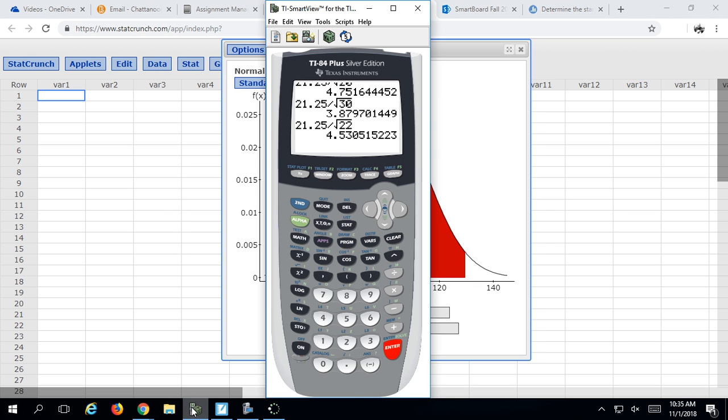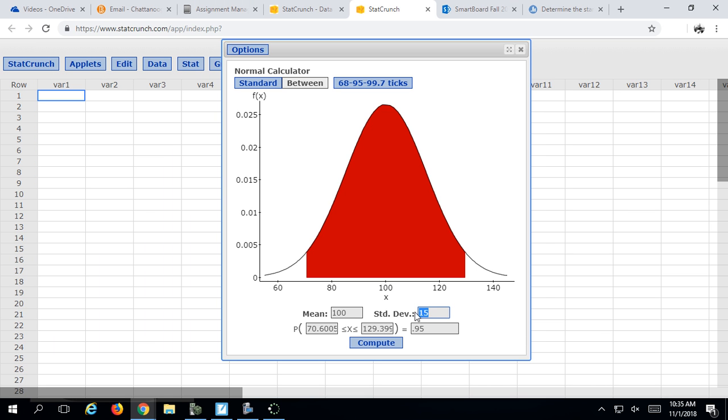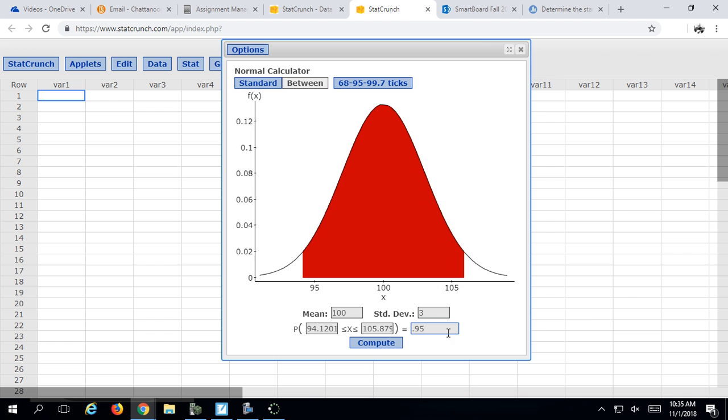Okay, well, let's say that I want to take a sample, not just pick one, let's pick 25. So if I pick 25 and I take the average of those 25, what's the middle 95% of the sample means, of the averages? So let's take 15 divided by the square root of 25. That gives us 3, 15 divided by 5. So what's the middle 95% now?